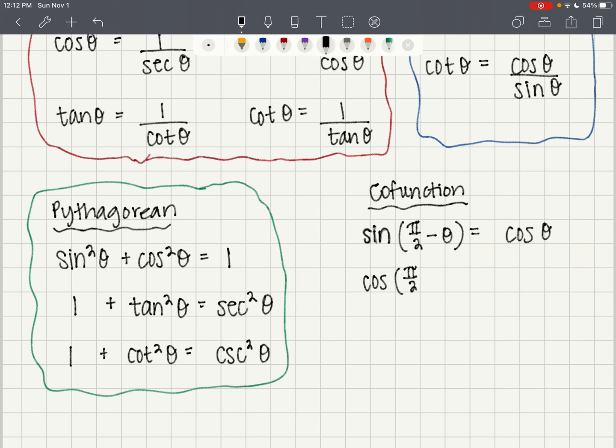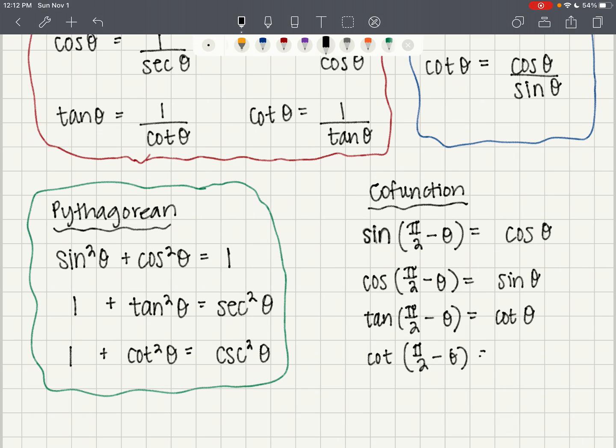Cosine of pi over 2 minus theta is equal to the sine of theta. The tangent of pi over 2 minus theta is equal to the cotangent of theta. The cotangent of pi over 2 minus theta is equal to the tangent of theta. And then, you're right, we have two more.